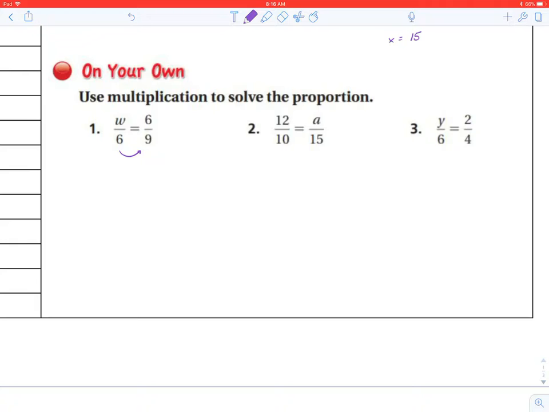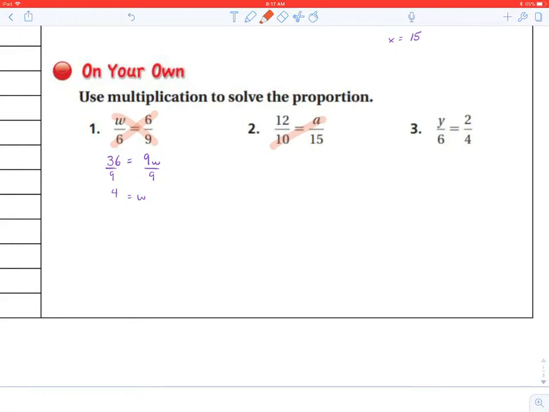It's not 6 times 1 or 6 times 2. It would actually be 6 times 1.5. And then you would have to think what number times 1.5 would get me to 6. Rather than trying to input decimals in there, I think it would be easier to find the cross products and then solve for the unknown variable. So we would do 6 times 6, which is 36, is equal to w times 9, which is 9w, and then solve for w by dividing both sides by 9. And we would get that w is equal to 4.